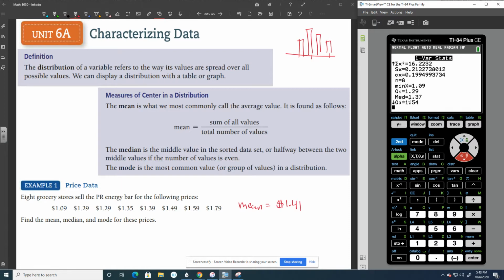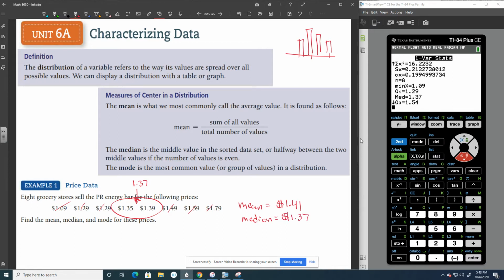Now, as far as the median goes, you can find it by scrolling down just a little bit. MED right here, 1.37. Remember, the median is the middle value. The way that you've done this in the past, you put them in order from the smallest to the biggest, and then you cross them out as you work towards the center. I've got 2 in the middle, and I need the middle of the middle since there's 2. So in between $1.35 and $1.39 is $1.37, which matches my calculator right here. So my median, my value in the middle, is $1.37.